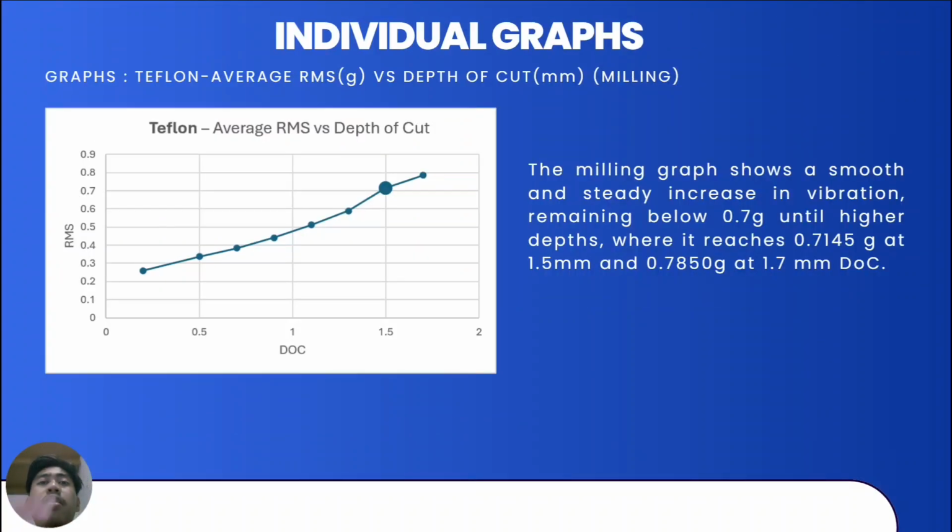Individual graph. This is the average for the result. The milling graph shows a smooth and steady increase in vibration, remaining below 0.7 g until the higher depths, where it reached 0.7145 g at 1.5 mm, and also 0.78 at 1.7 mm DOC.